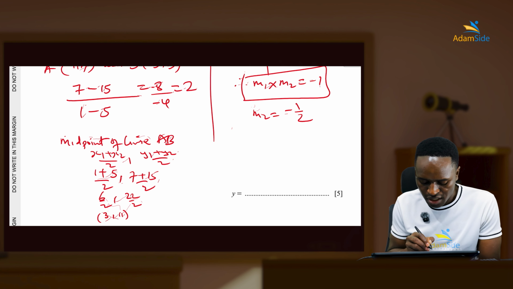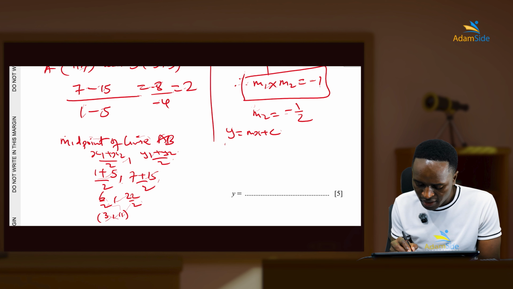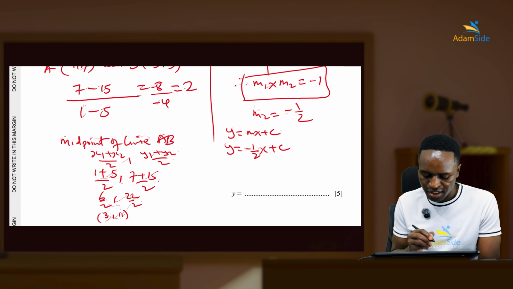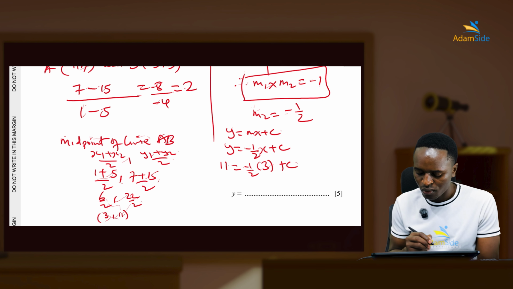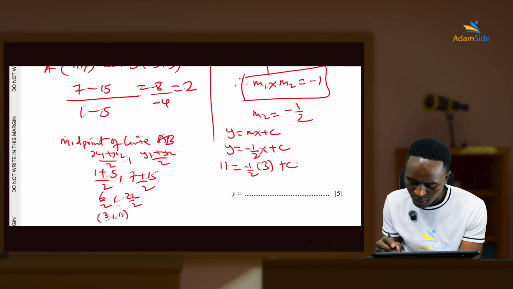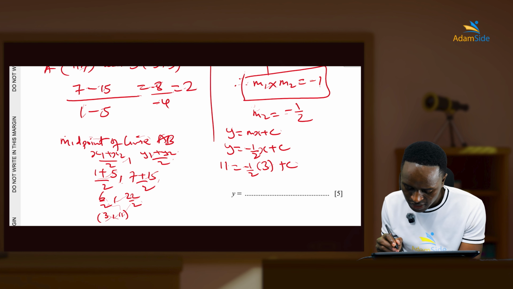We have the gradient and we have the point. So we say y is equal to mx plus c, or plus b. Our gradient, we know, is negative a half, so y equals negative a half x plus c. We can use the point 3, 11, when y is 11 and x is 3, to find c, our y-intercept.